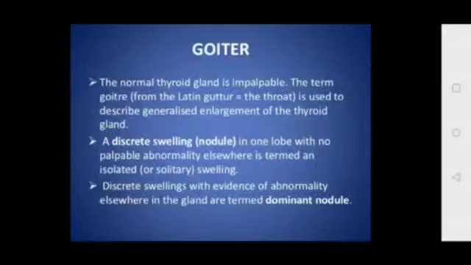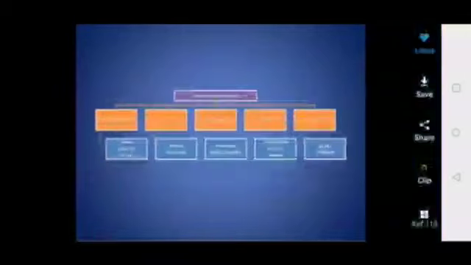Coming to the definition, the normal thyroid gland is impalpable. The term goiter is used to describe generalized enlargement of the thyroid gland. There are two terms that we should know: the discrete nodule and the dominant nodule. A discrete swelling, that is the discrete nodule, sometimes called a solitary nodule, is one with no palpable abnormality elsewhere, termed an isolated or solitary nodule. A discrete swelling with evidence of abnormality elsewhere is called a dominant nodule.